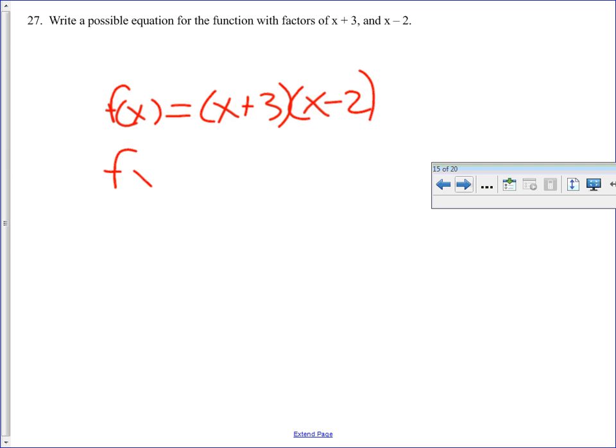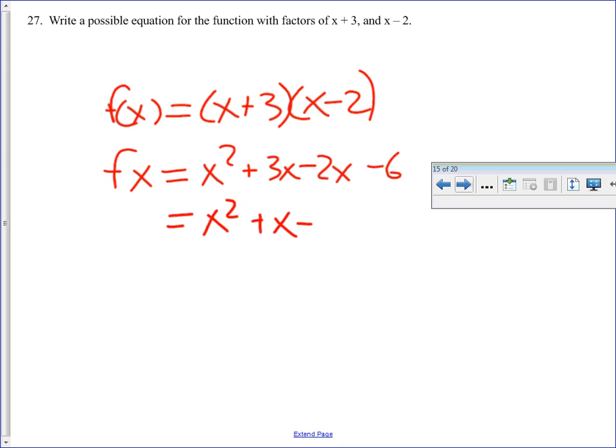FOIL it out. Elena Douglas, go to room 2114. Elena Douglas, room 2114.